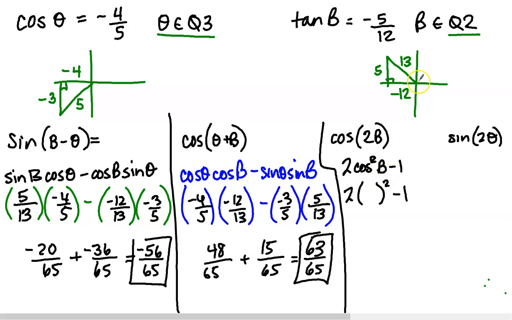The cosine of beta, adjacent over hypotenuse, negative 12/13. So then I have to square first. That becomes 144 over 169 times 2. Remember, a whole number times a fraction, this is just over 1. So then I end up with 288 over 169.